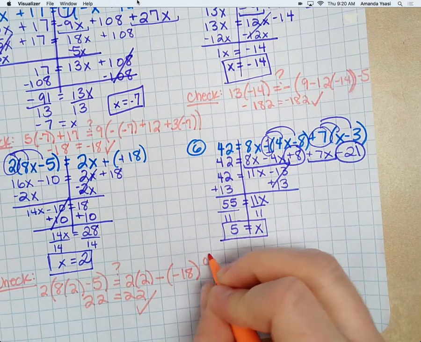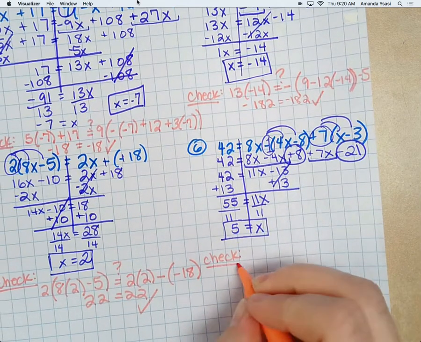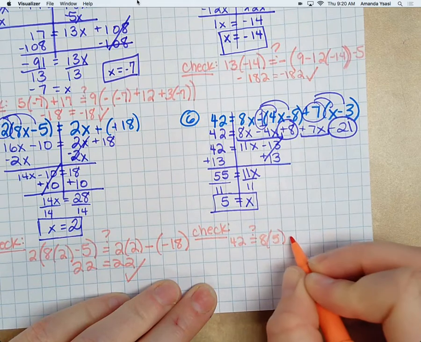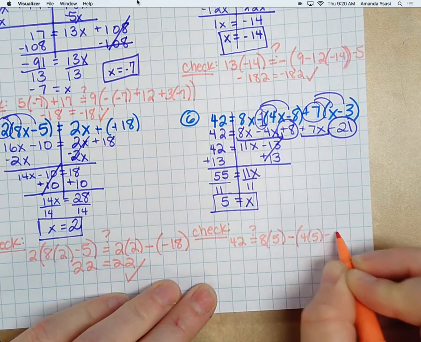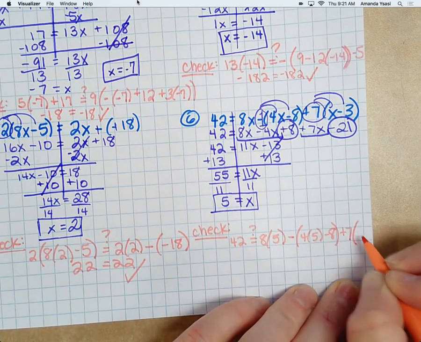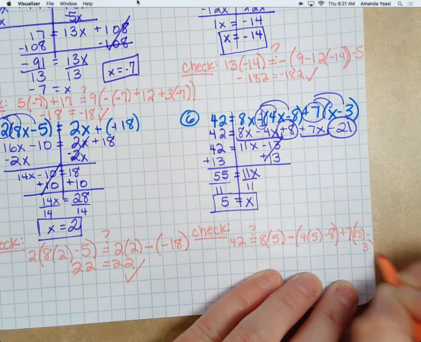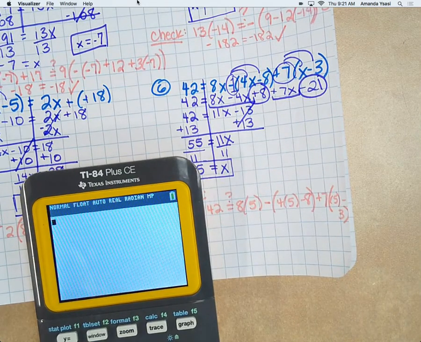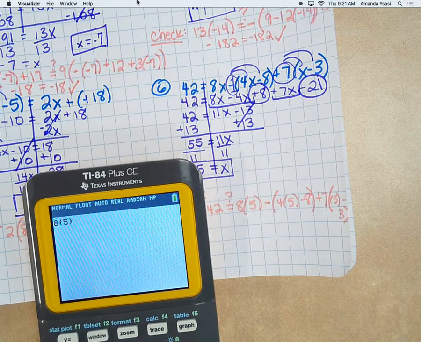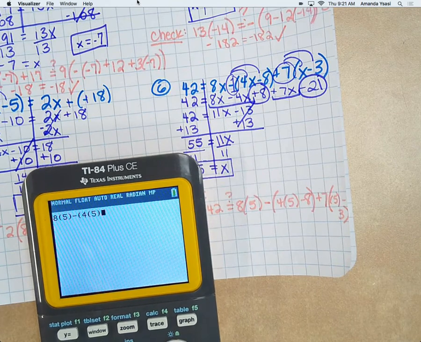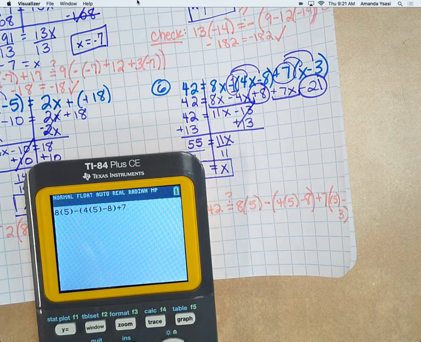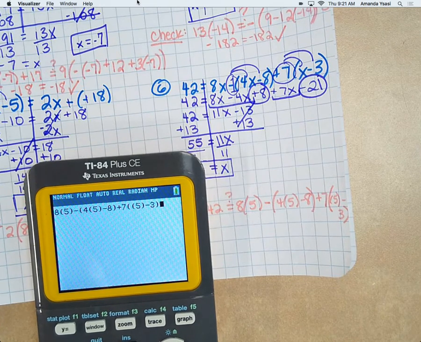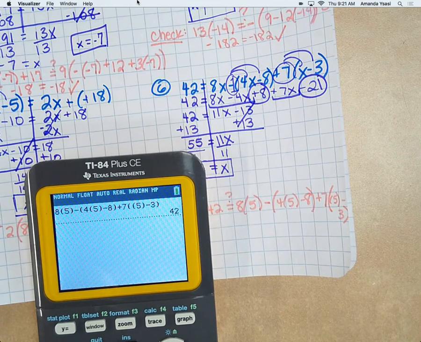So we need to check our work by plugging it in. 42 equals question mark 8 times 5 minus parentheses 4 times 5 minus 8 plus 7 parentheses 5 minus, ooh, I ran out of room, minus 3. That right side is just a lot of numbers. So we just put it in, 8 parentheses 5 minus parentheses 4 times parentheses 5 minus 8, close parentheses, plus 7 parentheses, another parentheses, right? 5, close parentheses, minus 3, close parentheses, or 2. Yay, we got the same thing.